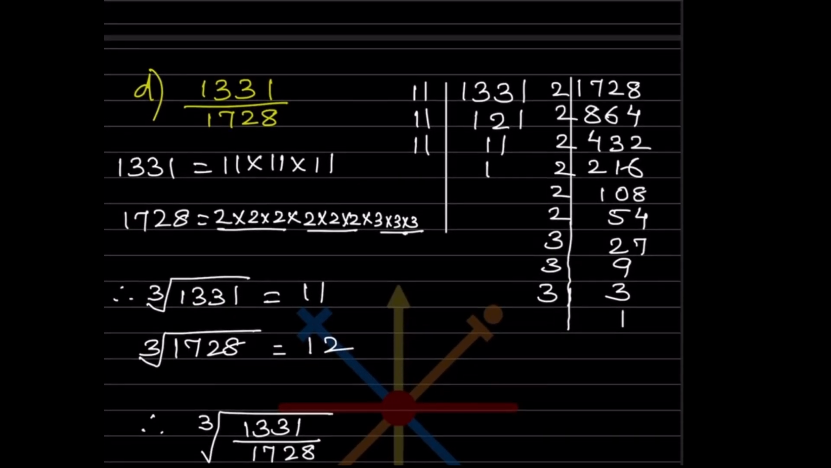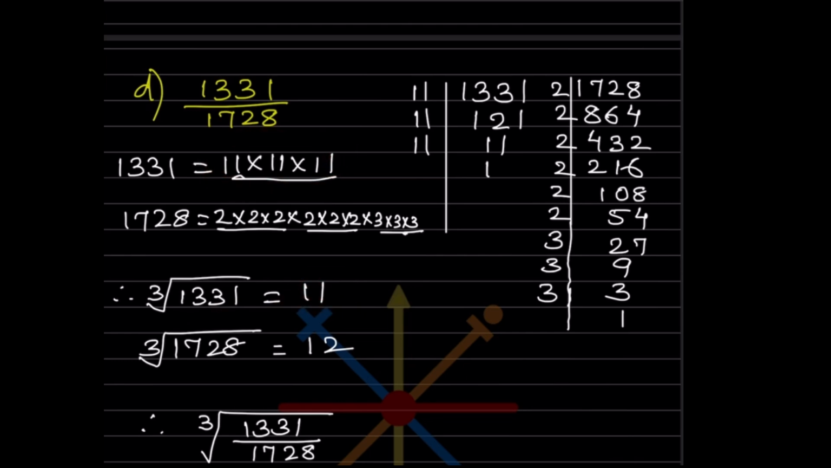Now here this is 1331. We'll take separately for 1331. These are the factors of that. And this is 1728. These are the factors for 1728. So 1331 means this, and this is just one pair. And here 1728, we will make a pair of 3 numbers. So this is going to be cube root of 1331, that is going to be just 11.